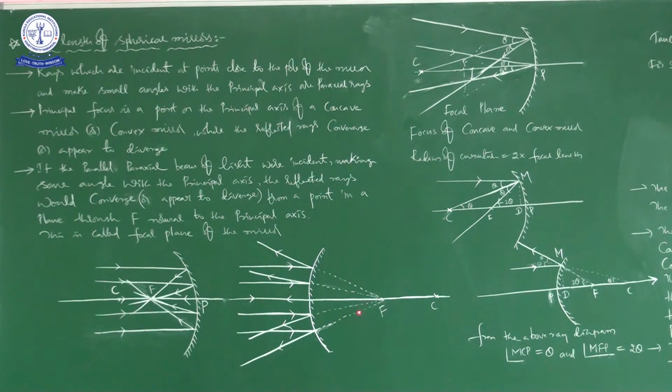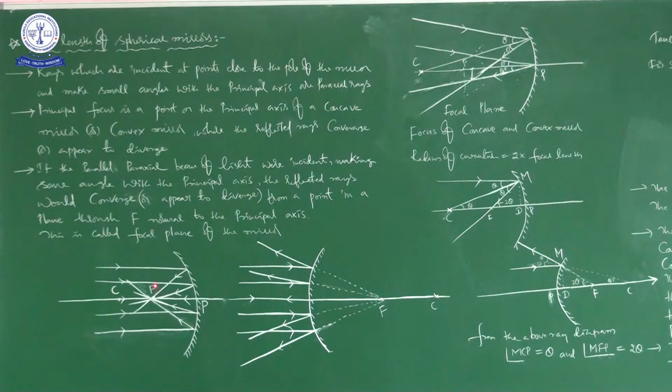My request is that you please understand the difference between the concave mirror and the convex mirror regarding the principal focus. Here all are solid lines. Incident rays are solid lines here and here, and in the case of the concave mirror the reflected rays are also solid lines. But here the reflected rays are dotted lines. So it is virtual, not real. Here these are real.